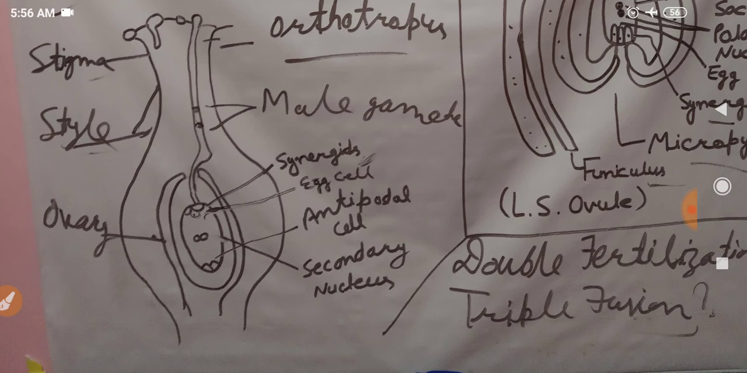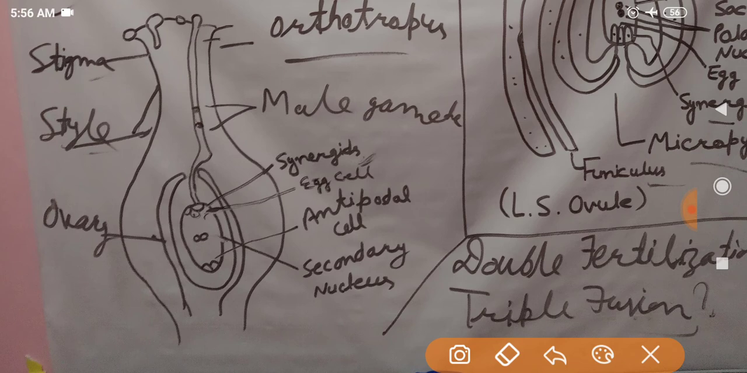In some plants, no fertilization occurs and still fruit is formed. How does this process take place? The development of the ovary into fruit without fertilization is known as parthenocarpy.